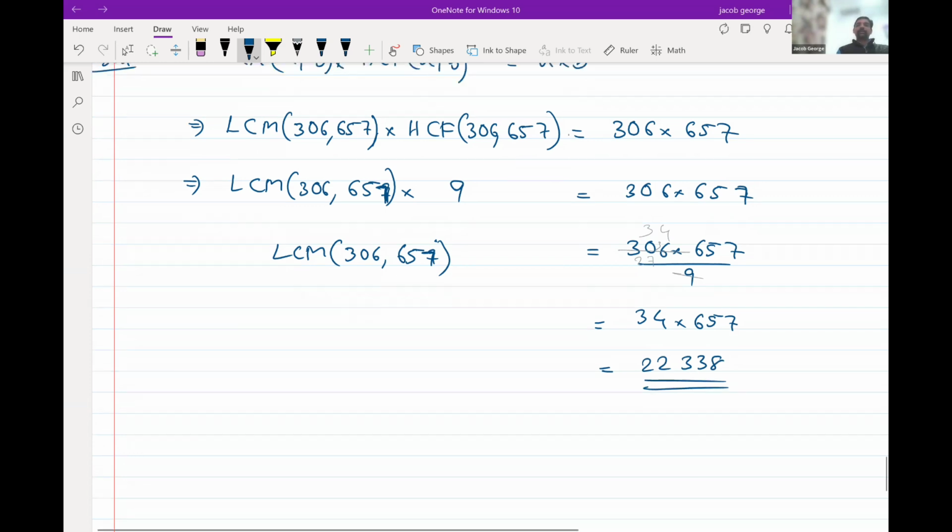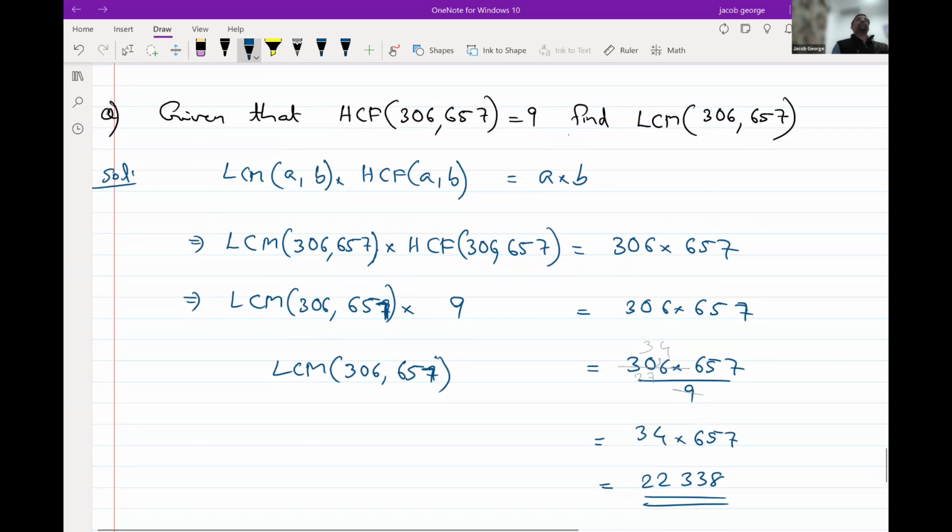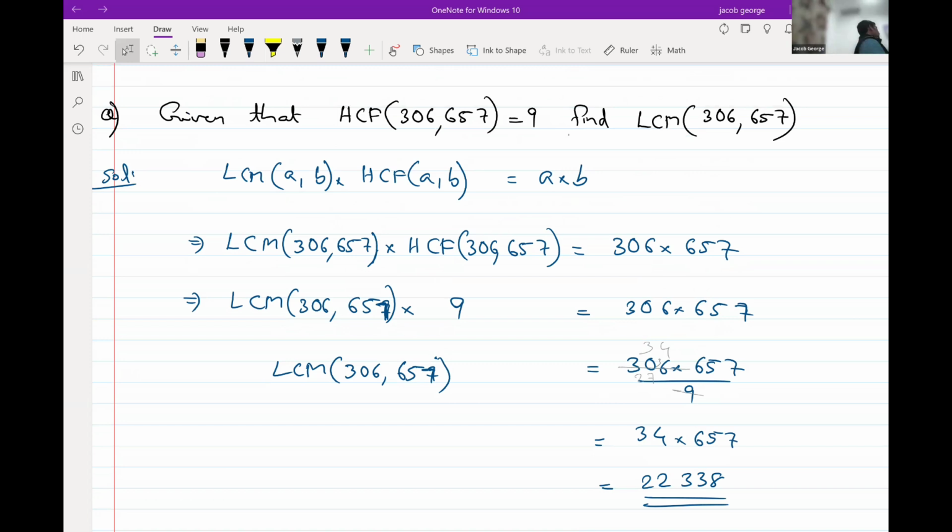This is the answer. LCM is 22338. This is very, very important. Here HCF may be missing, LCM will be given, so we do the same process. Some questions, LCM and HCF will be given, one of the numbers will be missing, the other number will be given. So we do the same process. We take this given number to the left side as a division and we find the number. Clear? Okay. So anyway, this formula you have to remember and practice well. Next in that exercise, first of all, we do the exercise questions. We have a few questions remaining.